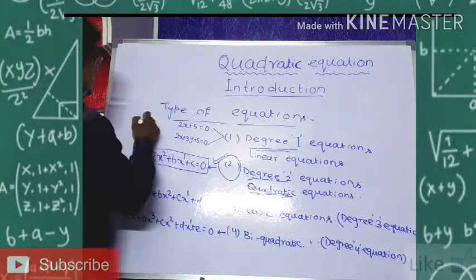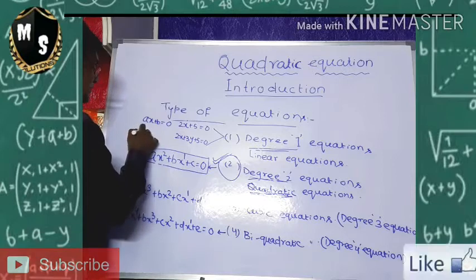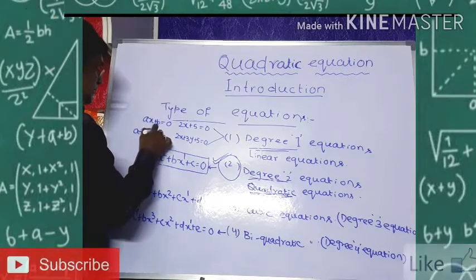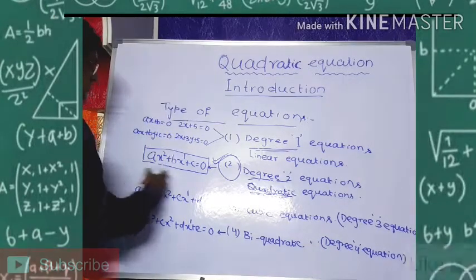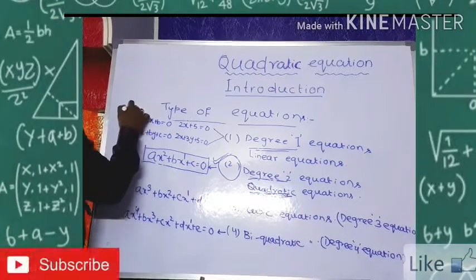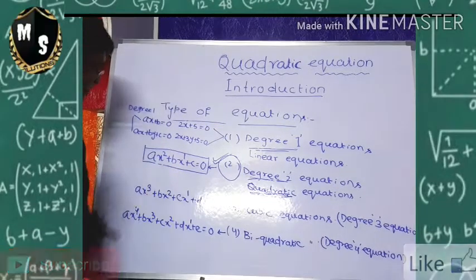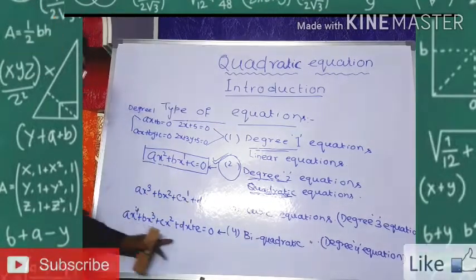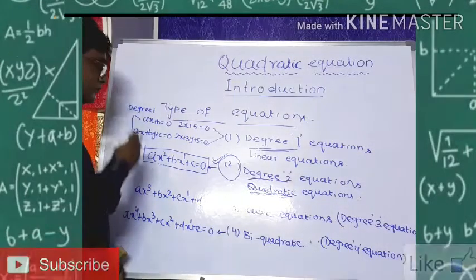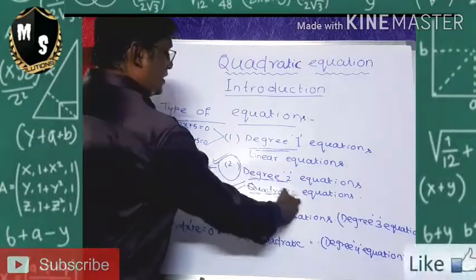The formats are: the linear equation ax plus b equal to 0, or ax plus by plus c equal to 0. These two are for degree 1. And this is for degree 2, this is for degree 3, this is for degree 4. But the chapter to be discussed today is called degree 2, or the quadratic equation.